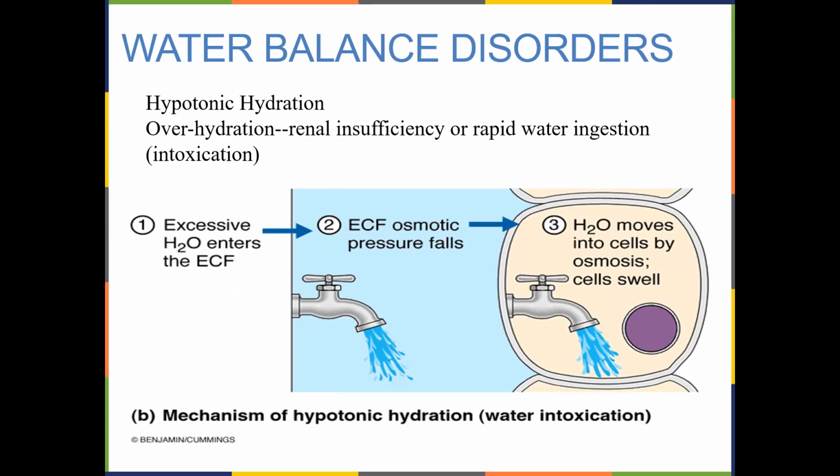Because this can be fatal. Hypotonic hydration can cause neurological damage, can shut down the autonomic nervous system, can kill your patient very quickly by overhydrating.